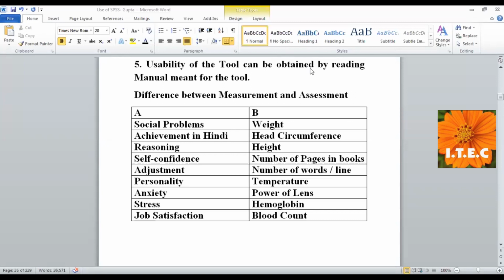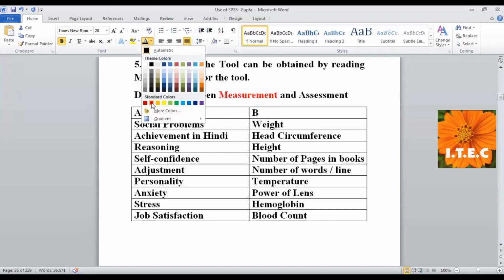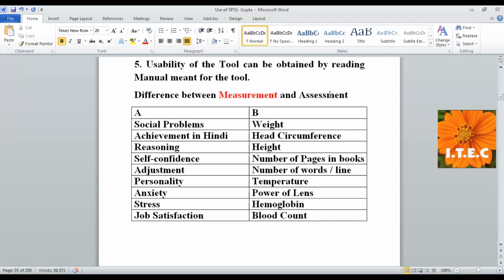The question is that whatever is given under A, what are the common characteristics under A? And what are the common characteristics under B? Because I want to tell you the difference between measurement and assessment. So you should know which one is measurement and which one is assessment and why.